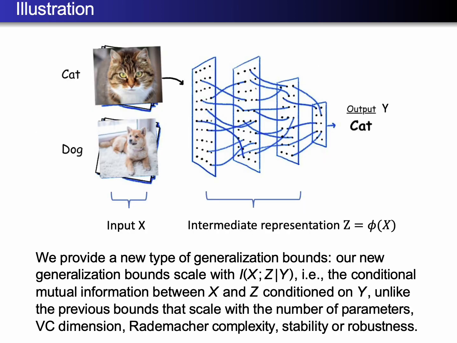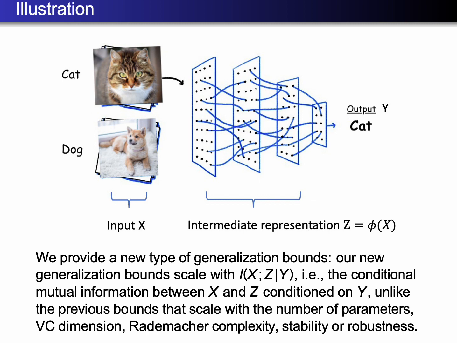Illustration. We use X and Y to denote the inputs and targets to deep nets. For example, X is an image of a cat, and Y corresponds to the class label of a cat. We also use Z to represent the output of a hidden layer of a deep net. We provide a new type of generalization bound.